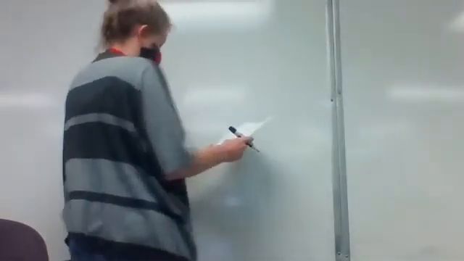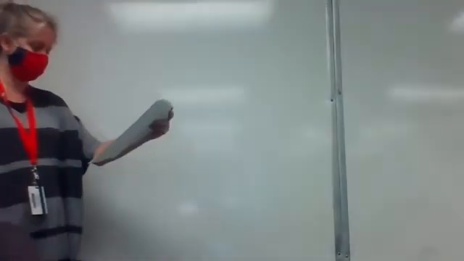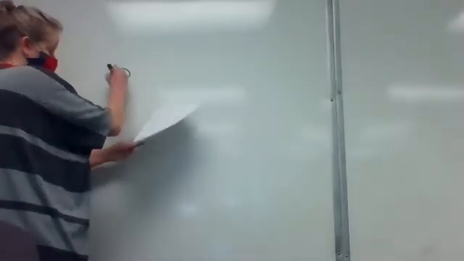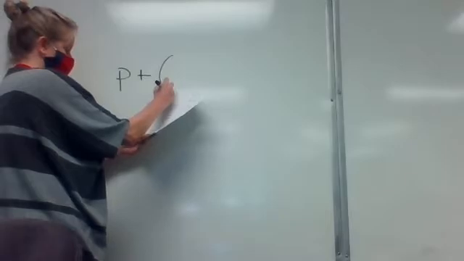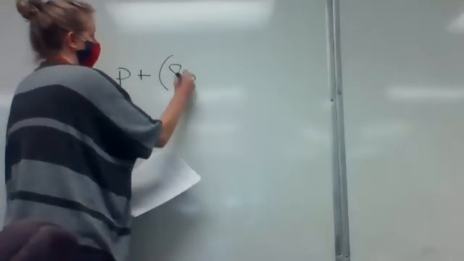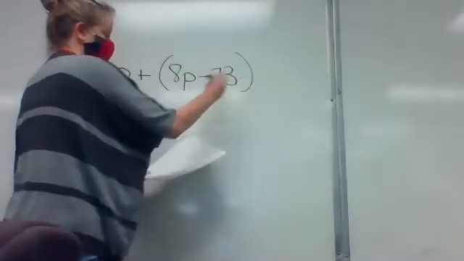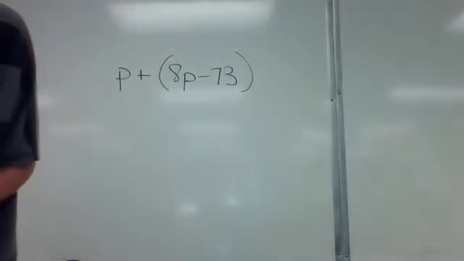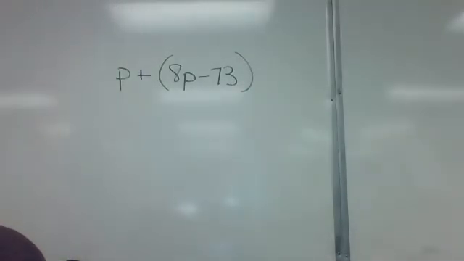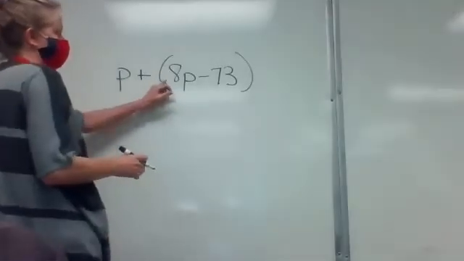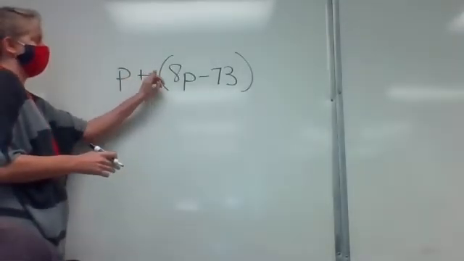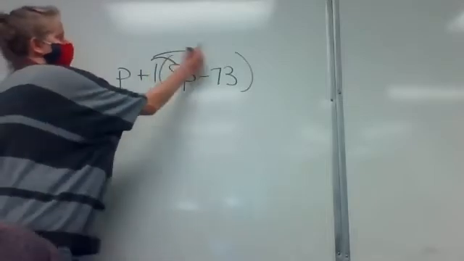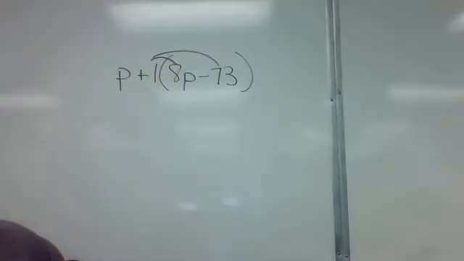Okay, now getting into number 13, it says simplify by removing the parentheses and collecting like terms. So you've got P plus, and then open parentheses, 8P minus 73, close. Okay, so how do you remove parentheses? Just like you always do, you multiply what's bumping up against it. This P is not bumping up against this parentheses. There's a positive separating them. So it's like a positive 1. That's what you're distributing to remove those parentheses.